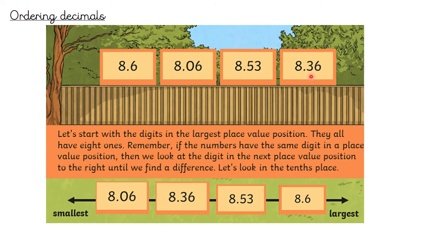If you got them wrong, just have another look and remember that you always start on the left. So you start with the largest place value position, which in this case is the ones. So we've got 8, and you move down. You might find it easier to go from largest to smallest.